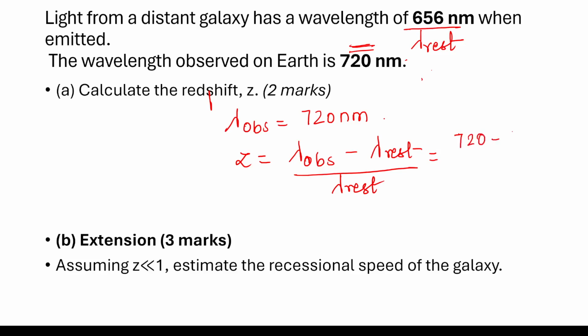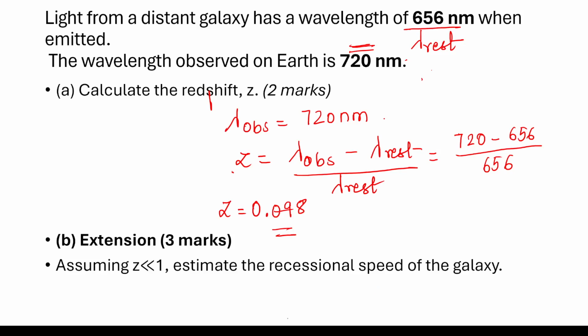Minus 656, divided by 656. Even if I don't convert it into meters, it does not matter because it's just a ratio. So let's calculate. The answer is 0.098. So my Z here is 0.098. Assuming Z is much less than 1? Yes, it is. We don't have to assume it.